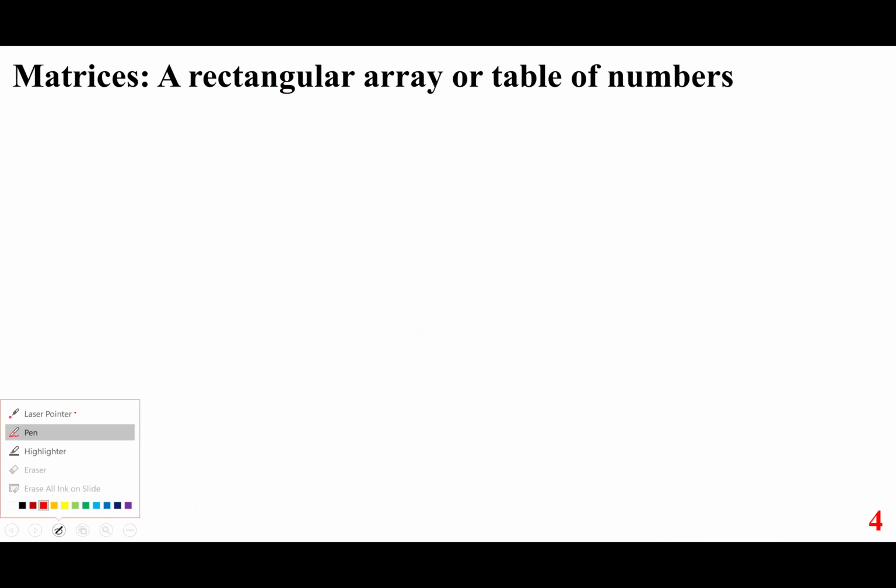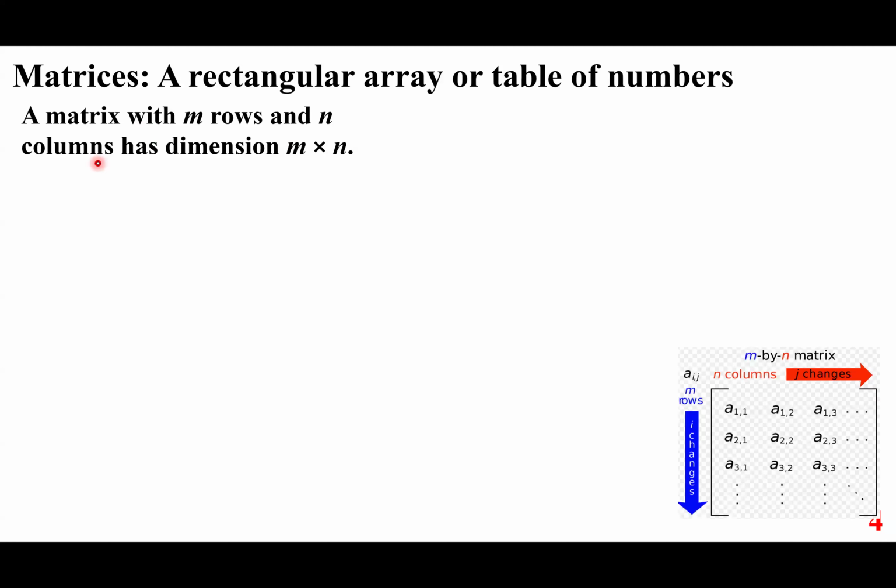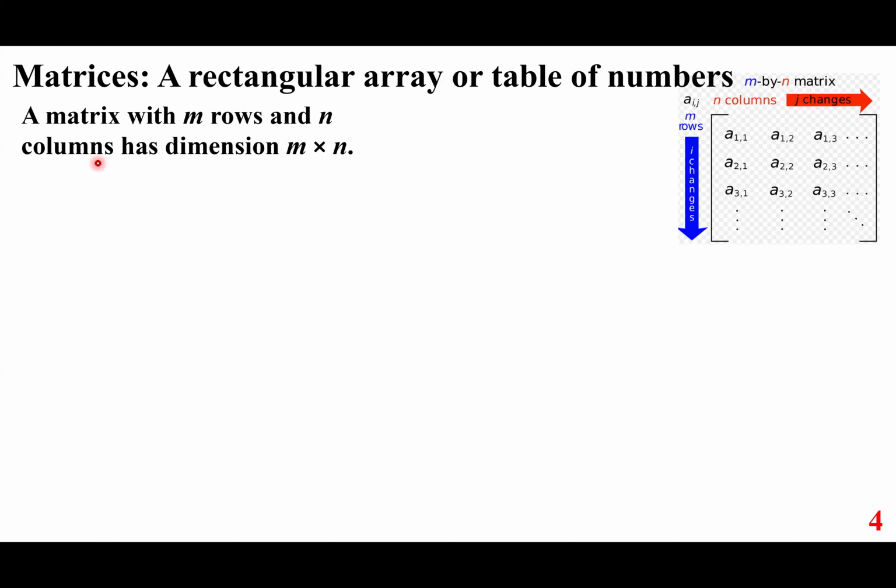Now let's look at matrices, a rectangular array or table of numbers. A matrix with m rows and n columns has dimension m by n. So this one, 1, 2, 3, and it continues. M rows, 1, 2, 3, and those are the number of columns.